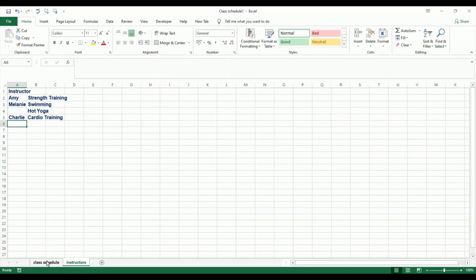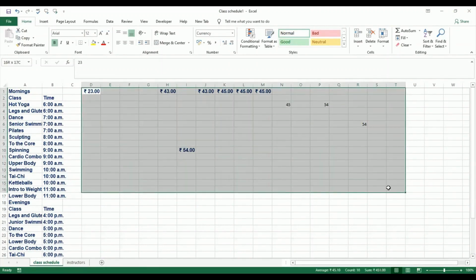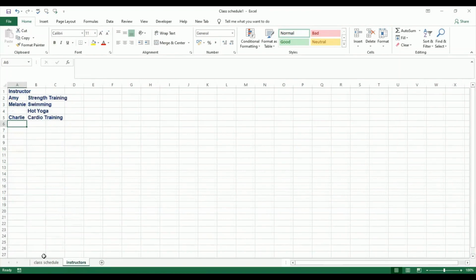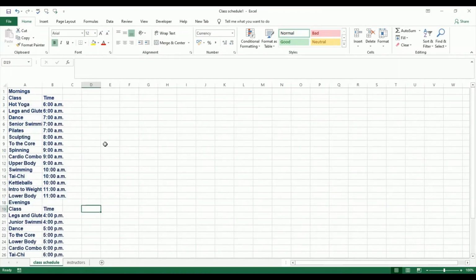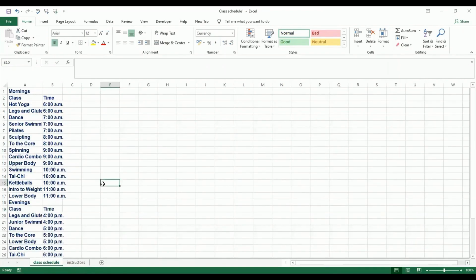So right now, and this is my class schedule, I know what time, what class is going on. So I've got somebody entering in and inquiring that I am interested in your, suppose, hot yoga class. Or let's take a class where we have an instructor, for example, strength training. So somebody comes and says, I'm interested in strength training. Okay. So who's the instructor of strength training? So you'll say, I think Amy is the instructor of strength training. Okay. No problem. So you know that Amy is the one who's doing strength training.